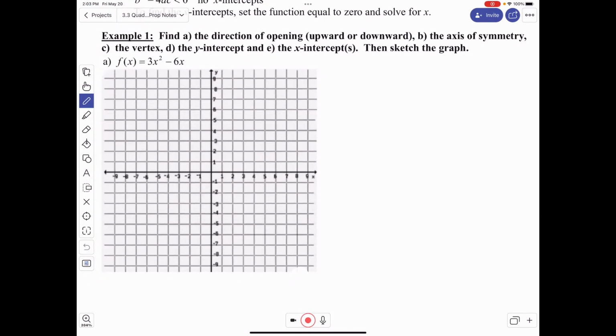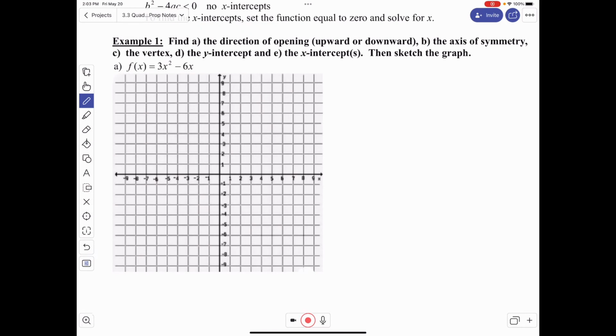So let's look at the first example together. We're going to find the direction of the opening, axis of symmetry, the vertex, y-intercept, x-intercepts, and then we're going to sketch it. Okay, so first of all, we see that this is positive 3. Therefore, it opens up. For part B, our axis of symmetry. Remember that formula is negative b over 2a. So we'll have negative, and then our b is negative 6, over 2 times a, which is 3. So we get 6 over 6, which is 1. So axis of symmetry is 1.